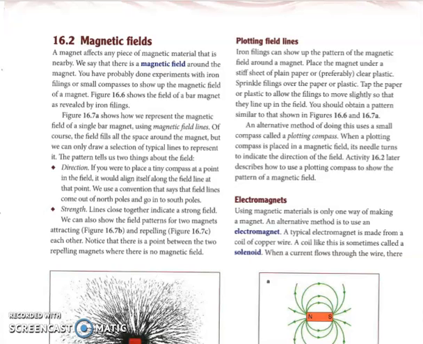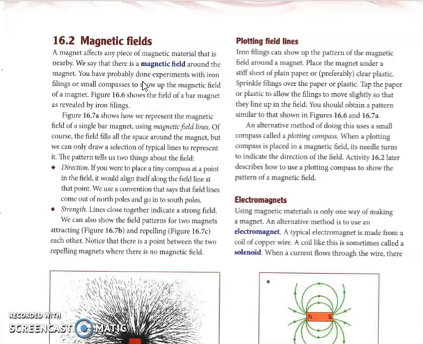When we are taking a bar magnet, there is a field around the magnet which will attract the magnetic material. That is, there are lines of force around a magnet that is known as magnetic field. A magnet affects any piece of magnetic material that is nearby. We say that there is a magnetic field around the magnet.